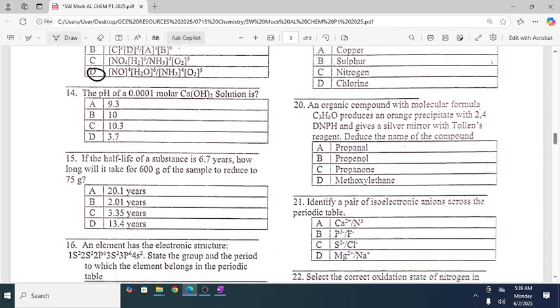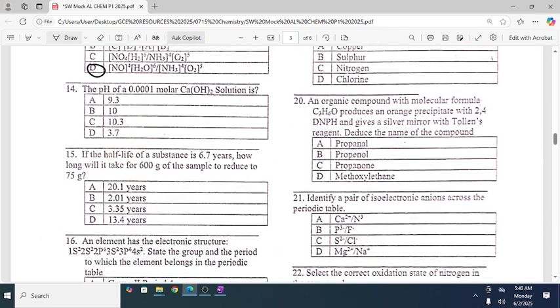Now let's go to 14. The pH of 0.001 molar calcium hydroxide solution is... For us to get a pH, we first of all need to get a pOH, because this is a base, and since it is a base, the pH is going to be gotten from its pOH. If it was an acid, we'd just get the pH directly by taking negative logarithm to the base 10 of hydrogen ions concentration. But since it is a base, we need to get its pOH, and the pOH is negative logarithm to the base 10 of hydroxide ions concentration.